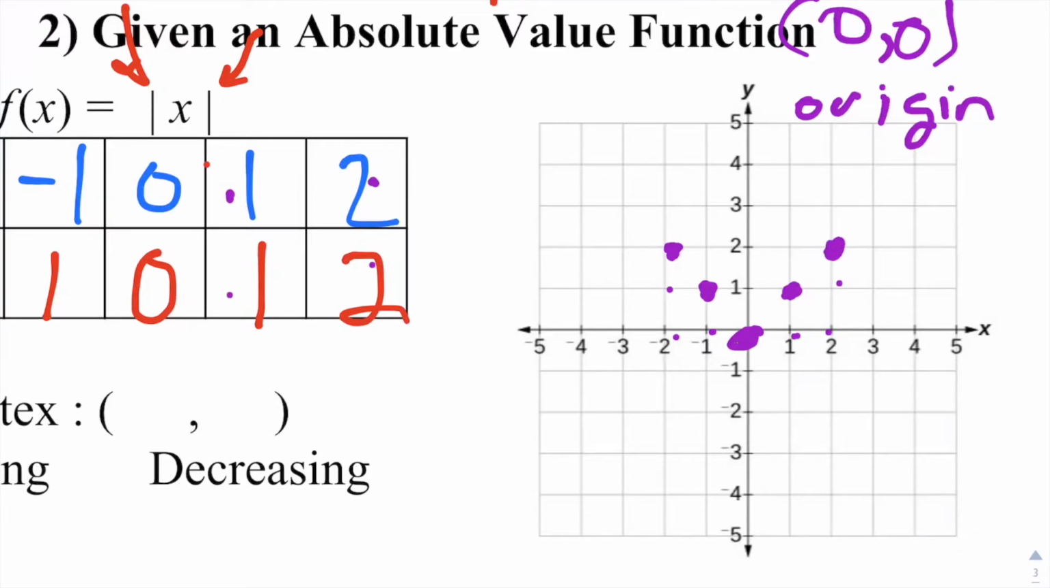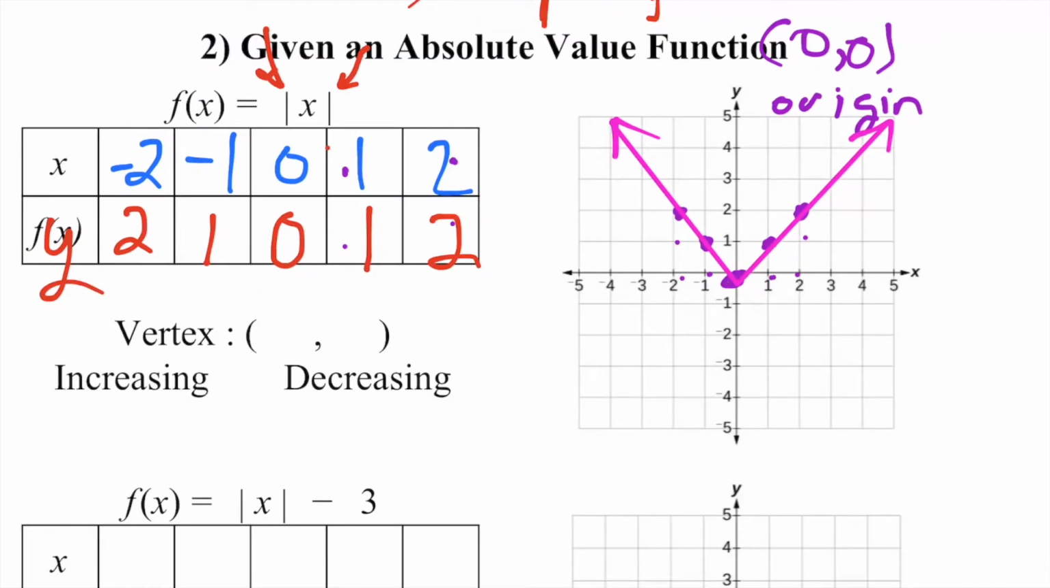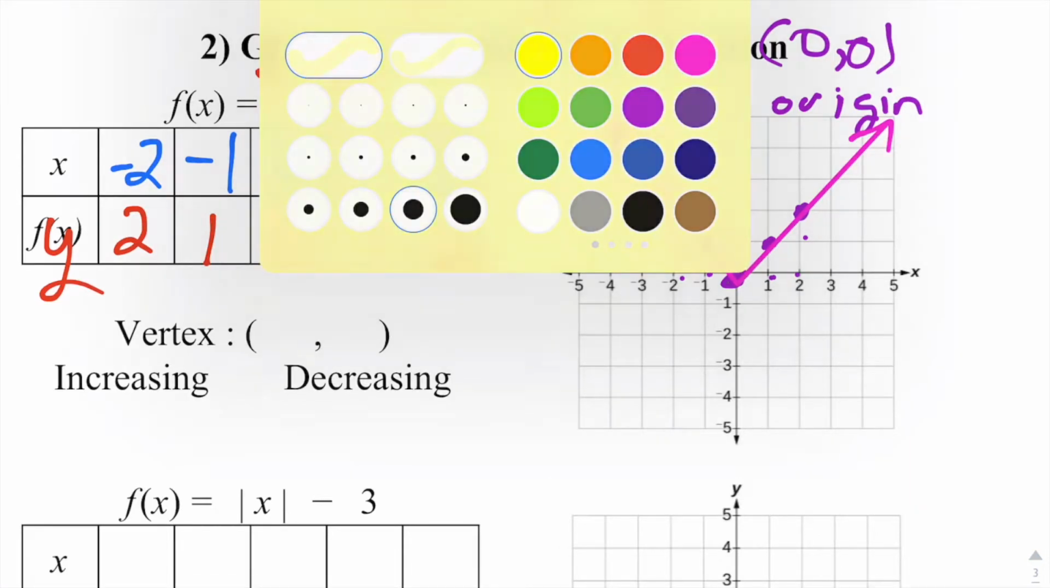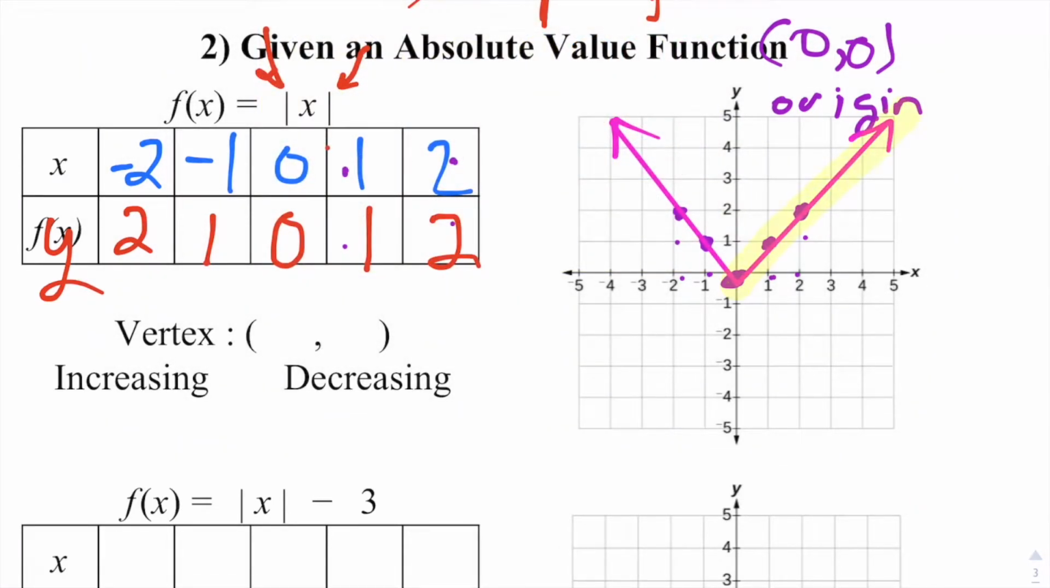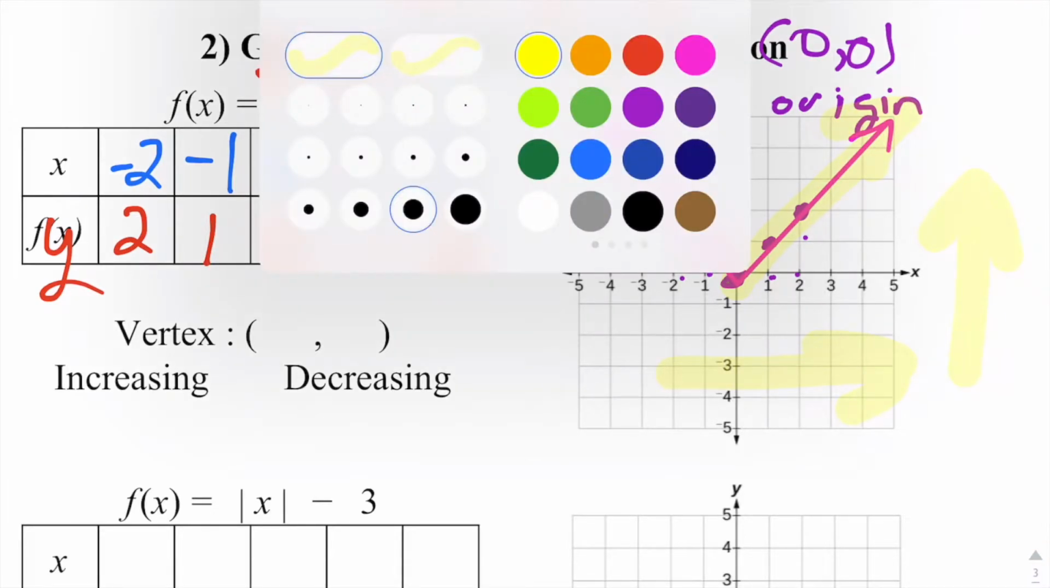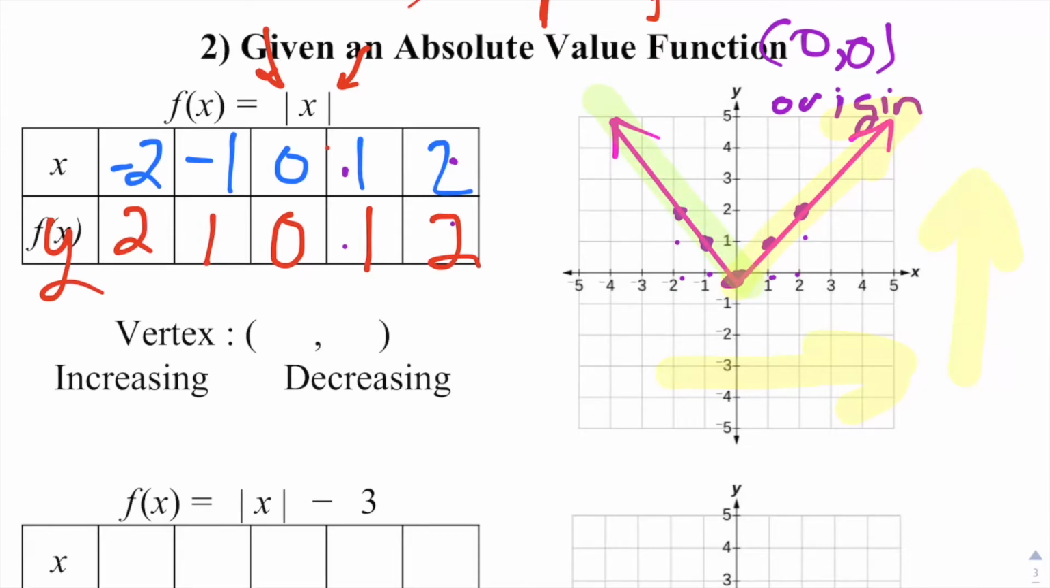Now we can sketch this. And what's cool about an absolute value function is that it looks like a V. As we look at this sketch, we can make a couple little observations. First of all, if you remember from the previous lesson, when we were talking increasing and decreasing with lines, a line is either always increasing or always decreasing. With absolute values, there's two different sections. There's an increasing section when you read left to right, it going up. And then there's also a decreasing section when you read left to right, it going down.